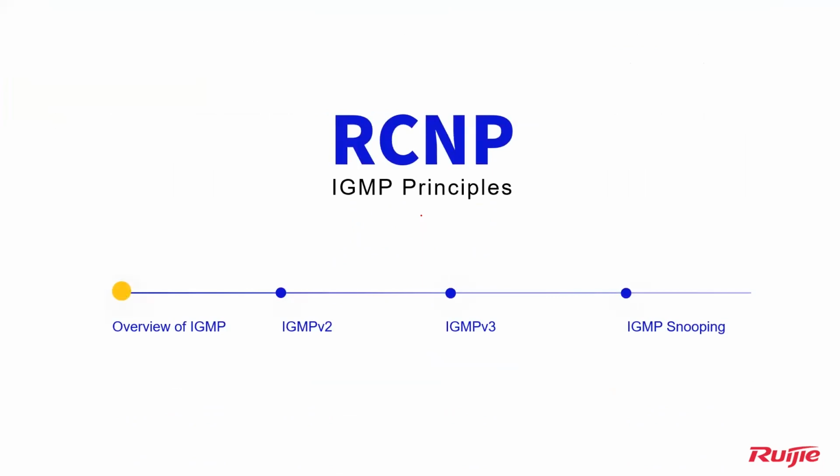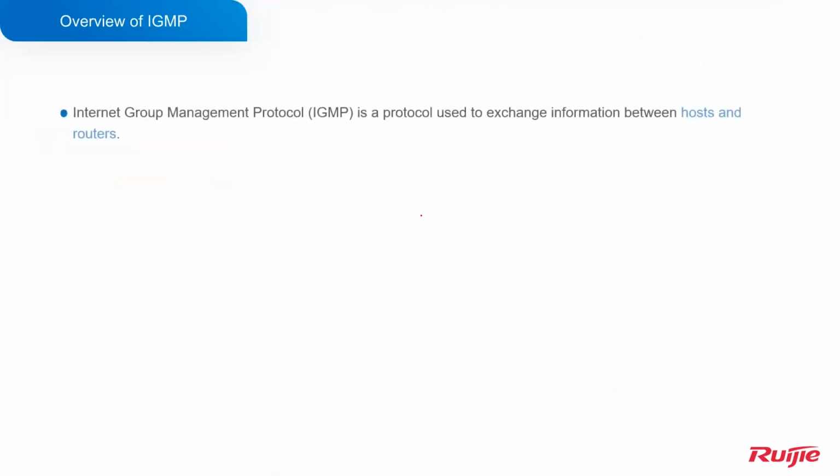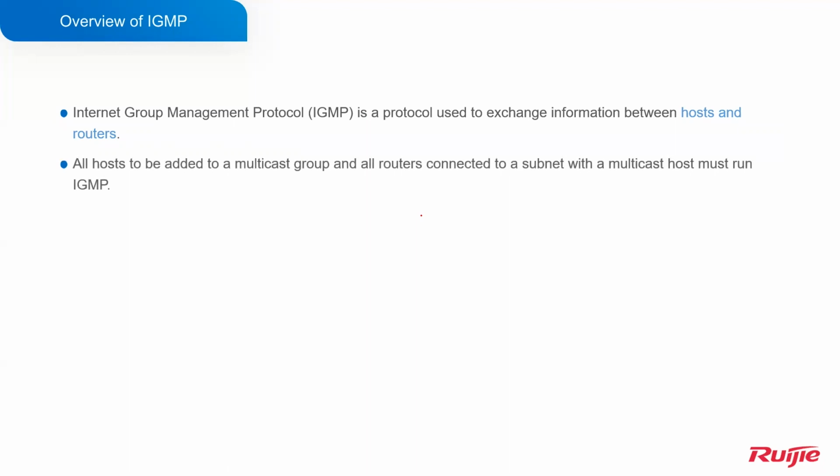So about these parts, to manage the members in each group, what we use is the IGMP. IGMP stands for Internet Group Management Protocol. It's a protocol used to exchange information between hosts and routers. All hosts to be added to a multicast group, and all routers connected to a subnet with a multicast host must run IGMP. So from here, you can know that IGMP is running on routers, and the function is to help routers manage all the members in each group.